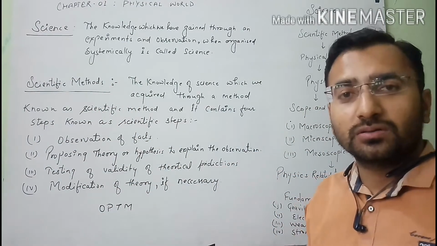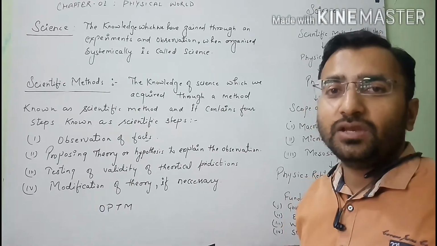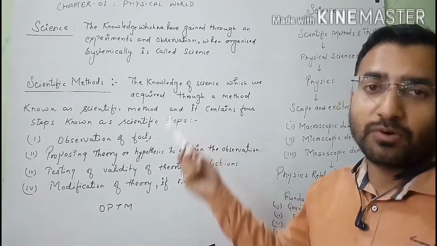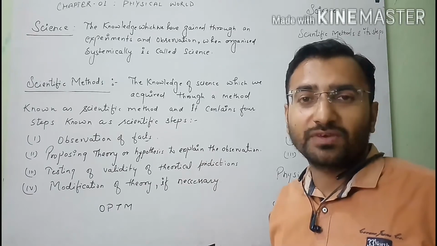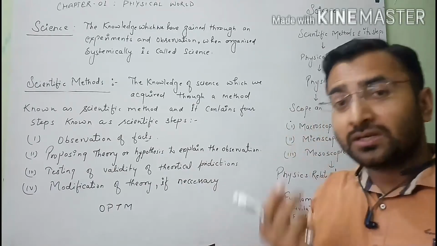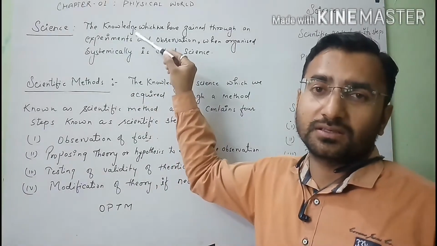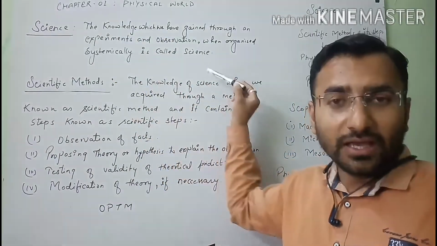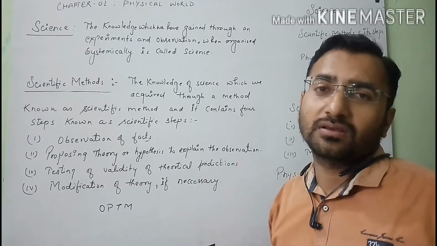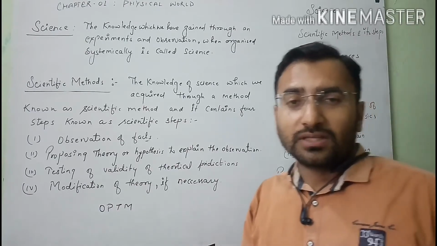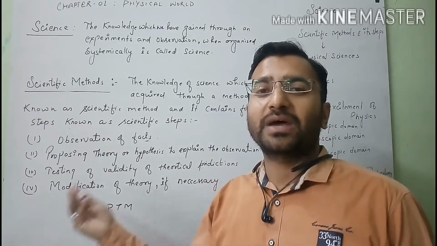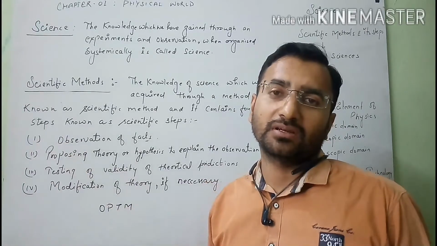If you want to gain any knowledge with the help of experiment and observation, this type of knowledge you can take, and you organize your knowledge in a systematic way. This way or this method is called the scientific method.